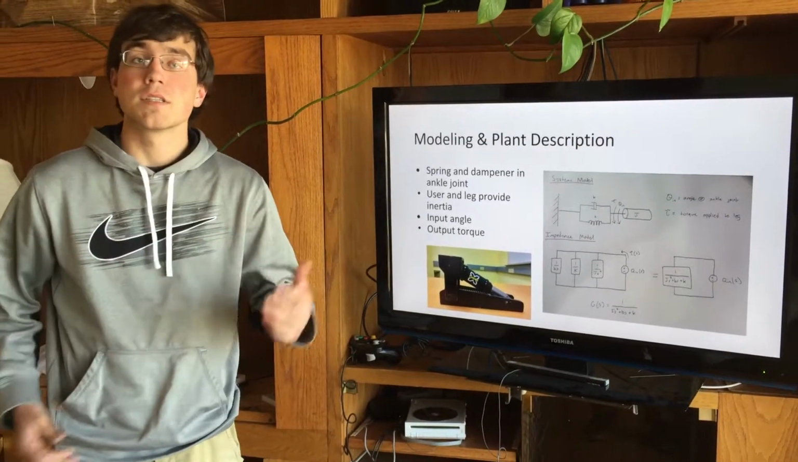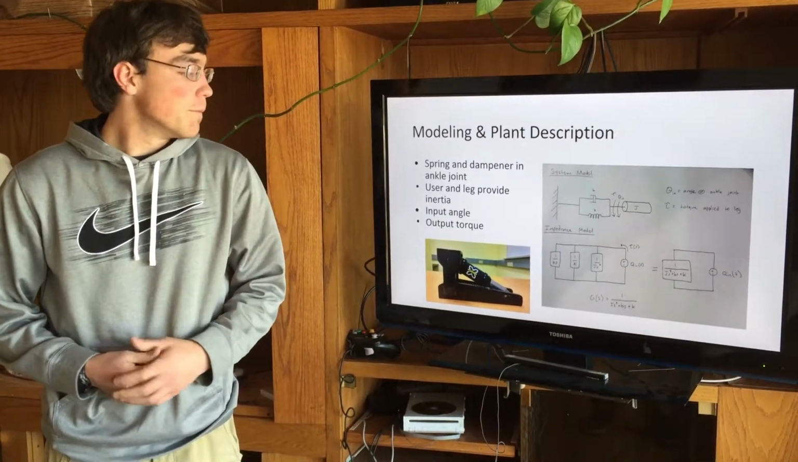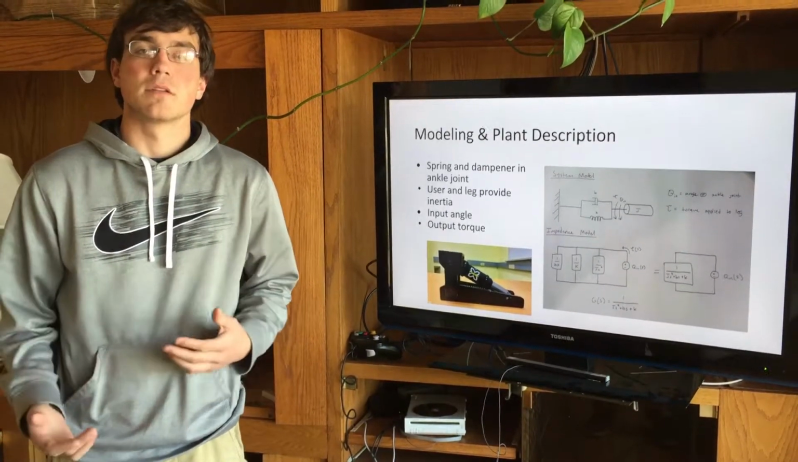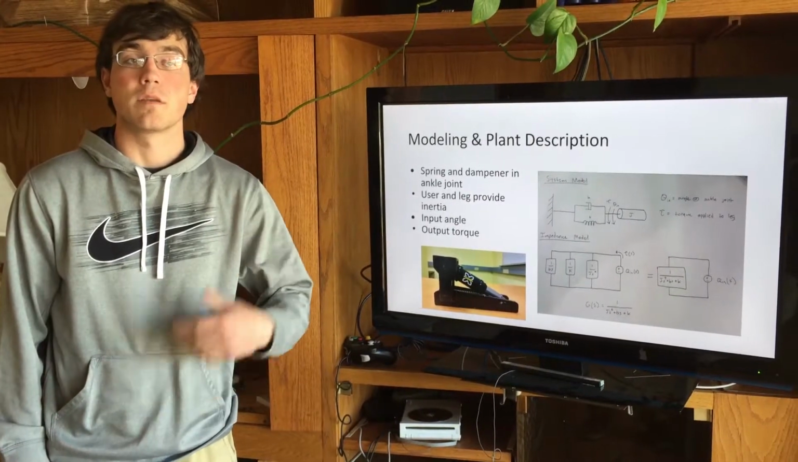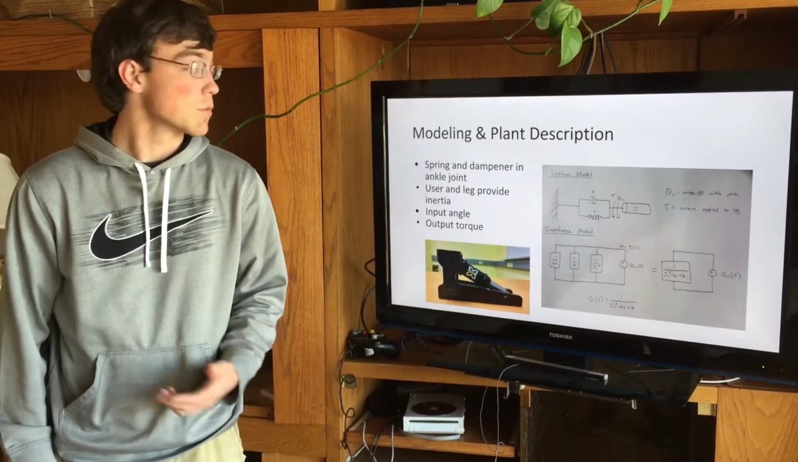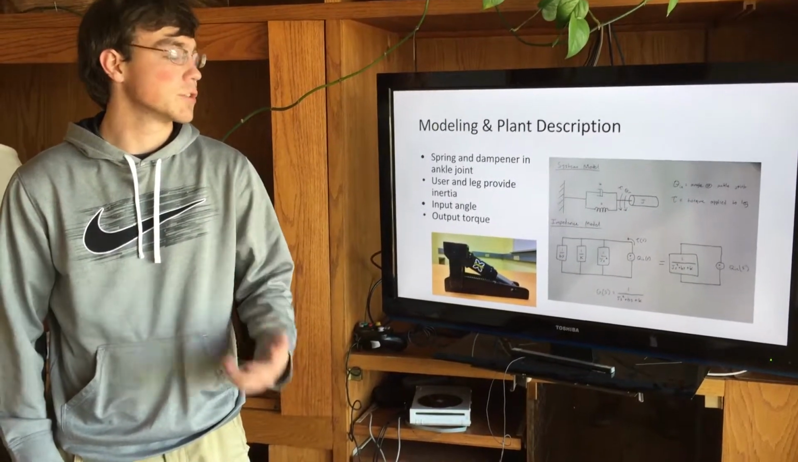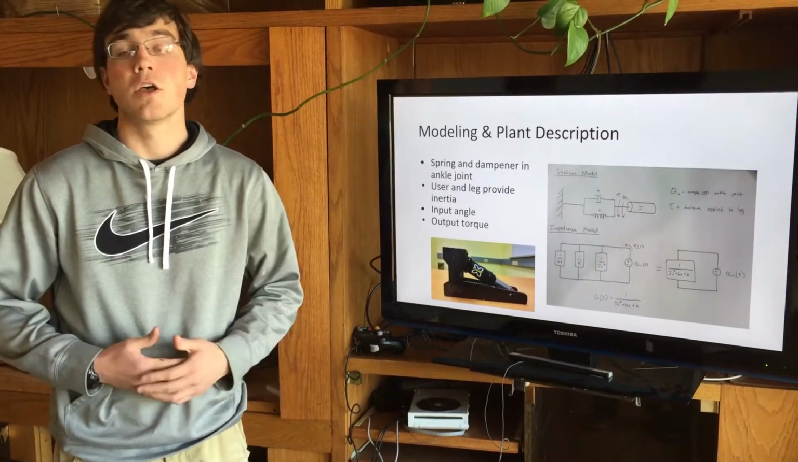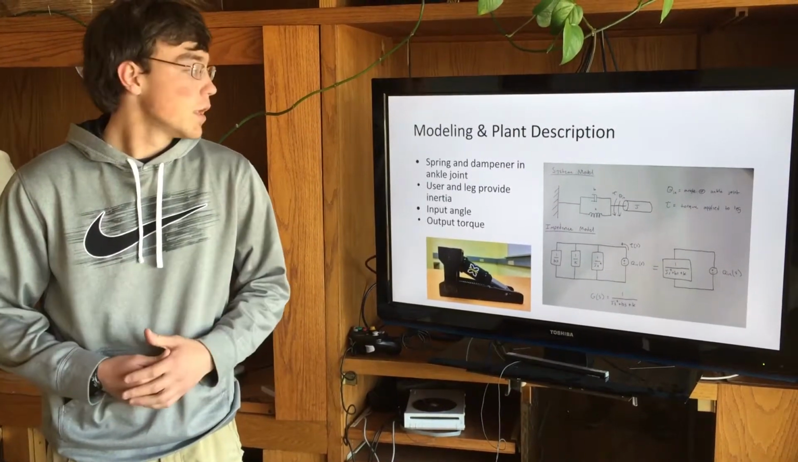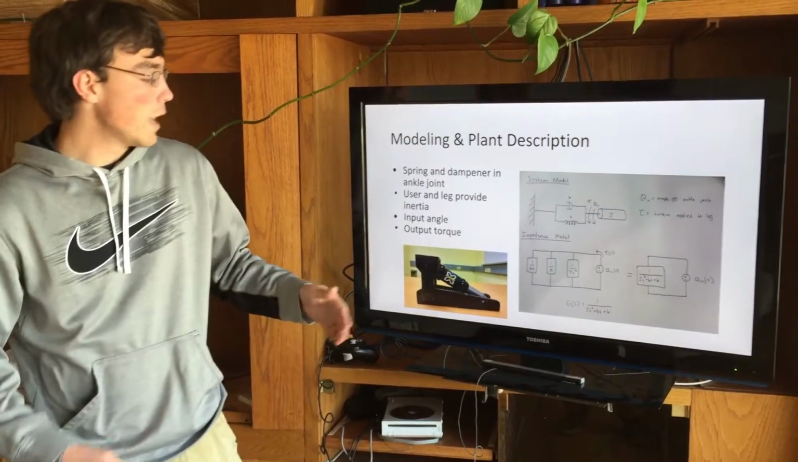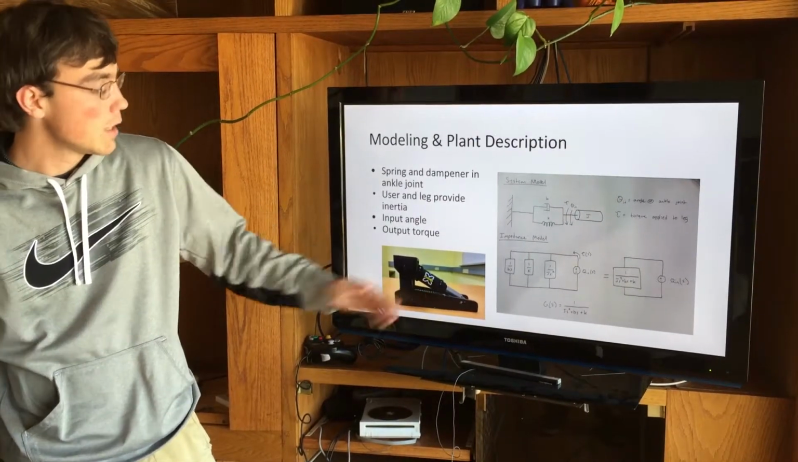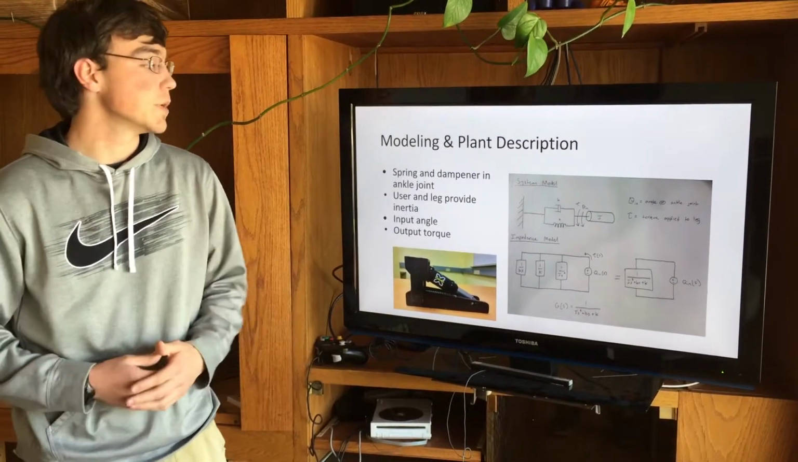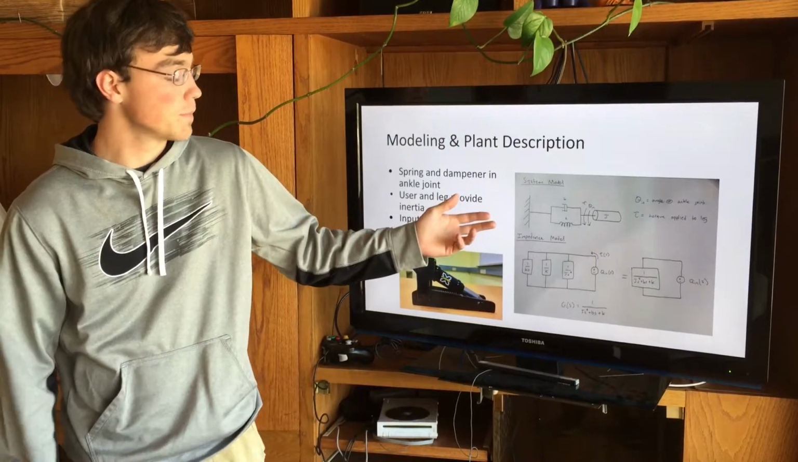As you can see in the previous slide, any prosthetic leg can basically be modeled as a spring damper system with a point mass attached to the end. What we found was that a rotational system with a spring and damper was the best approximation. Because we'll have an input angle at the foot that will result in an output of a torque, we decided to go with this modeling system.